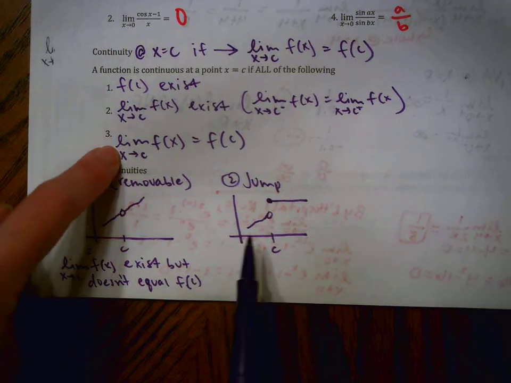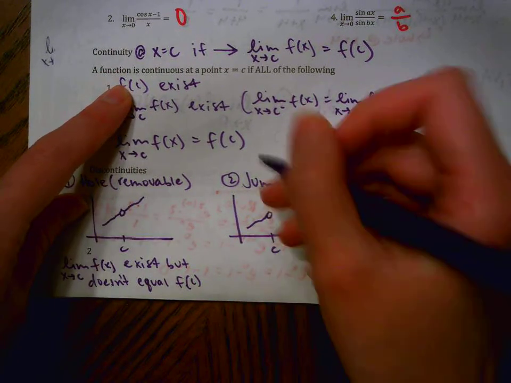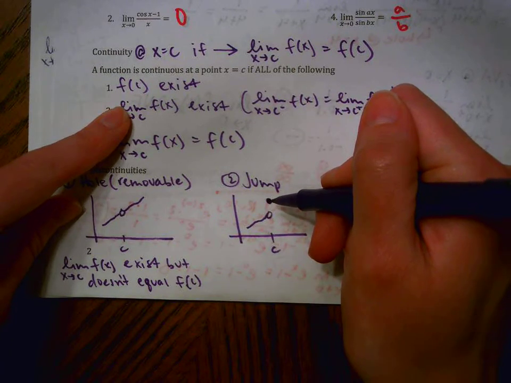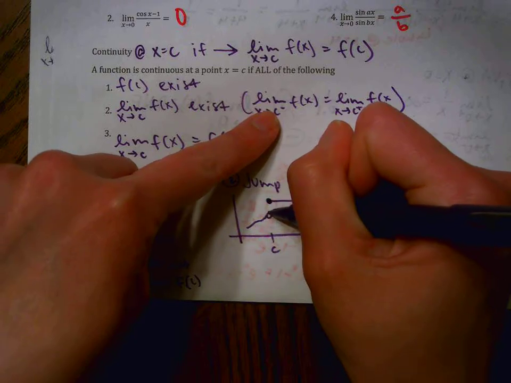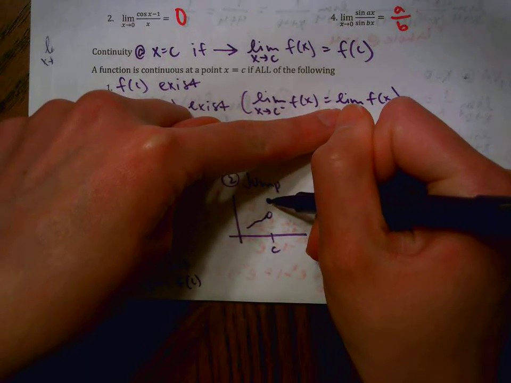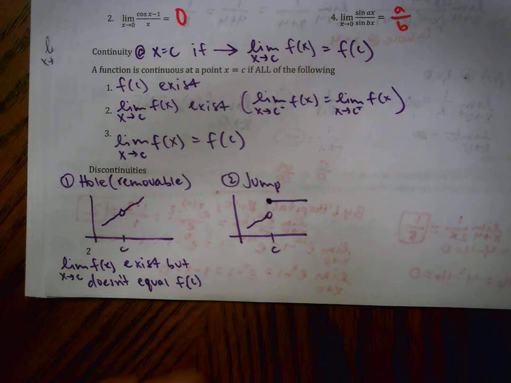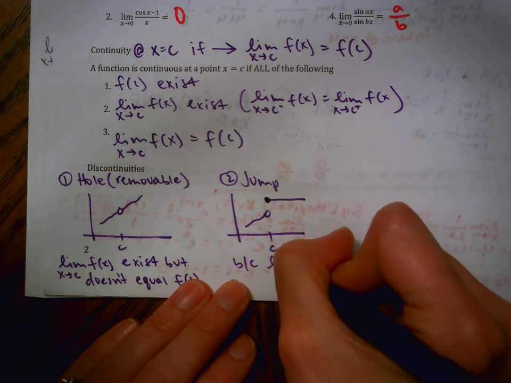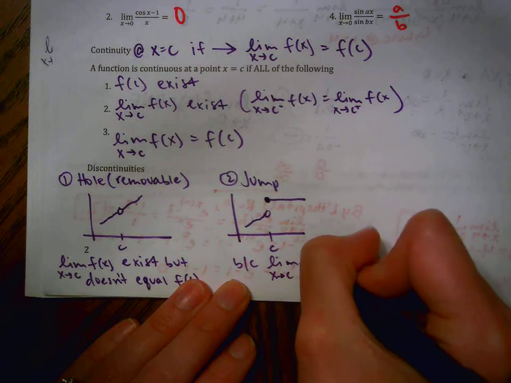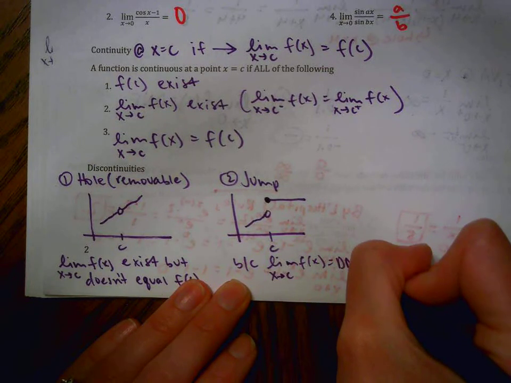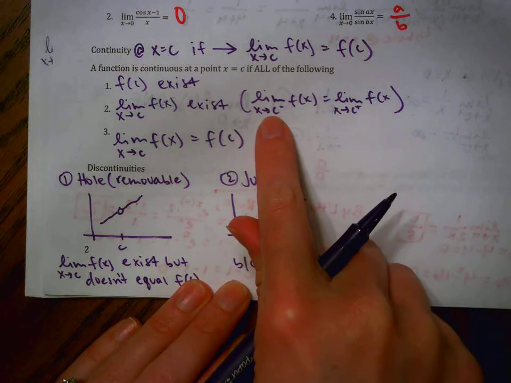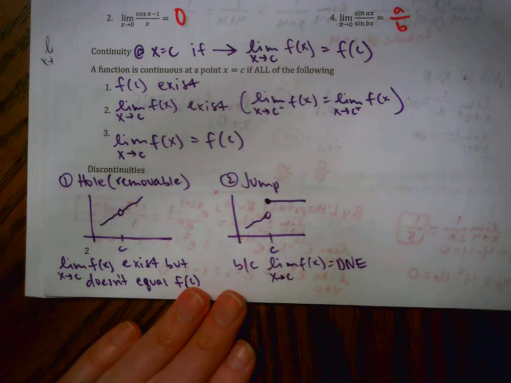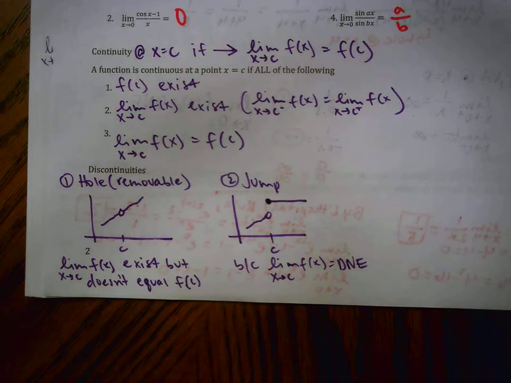So why is this not continuous? Which one of these does it break? Does f of c exist? Yes, this is f of c, the closed circle. Does the limit exist? Is the right side approaching the same y value as the left side? No, right? We know this is not continuous because the limit as x approaches c of f of x does not exist, because the left doesn't equal the right. So if the limit doesn't exist, it can't be continuous.